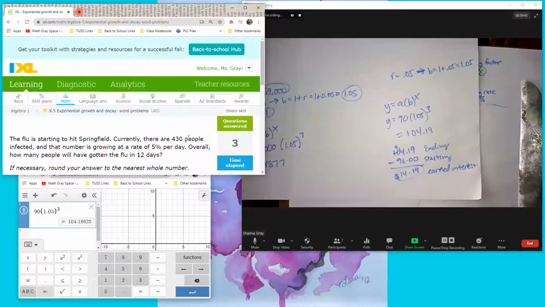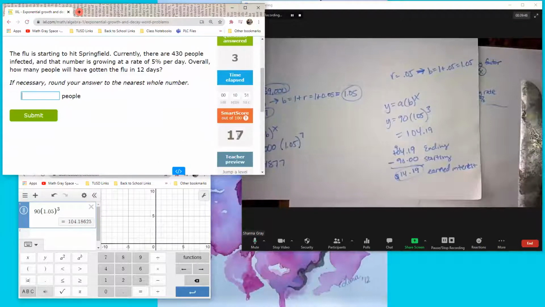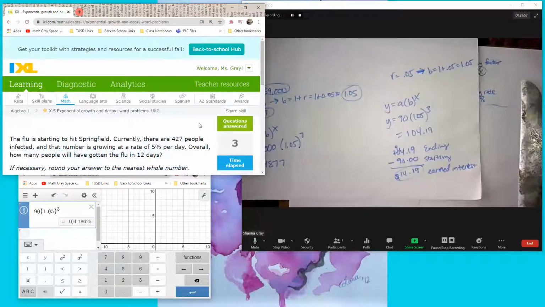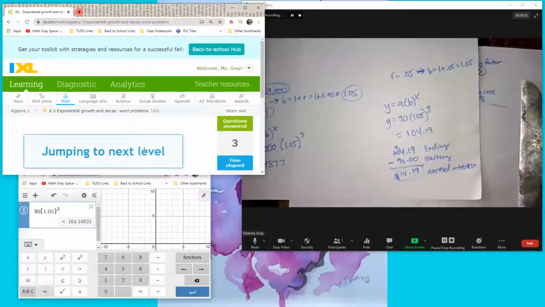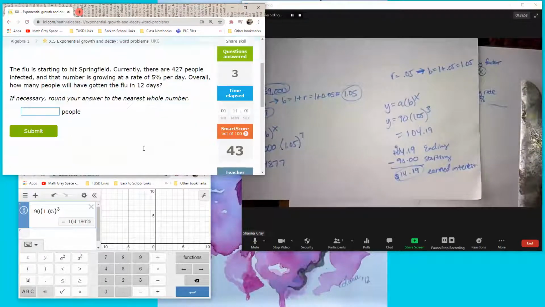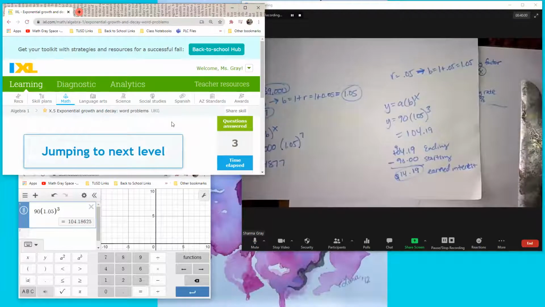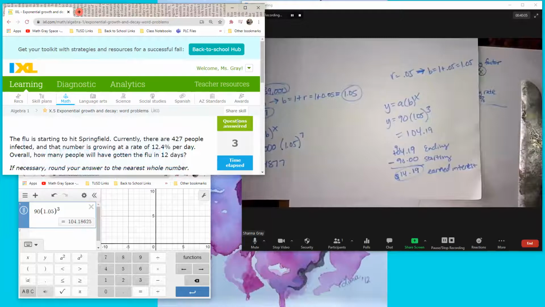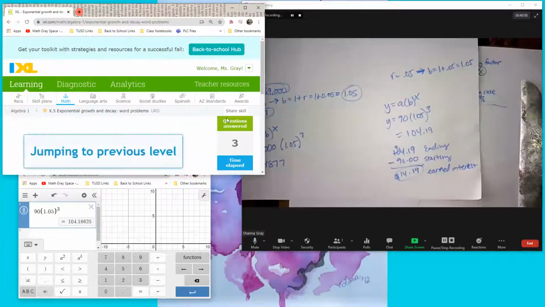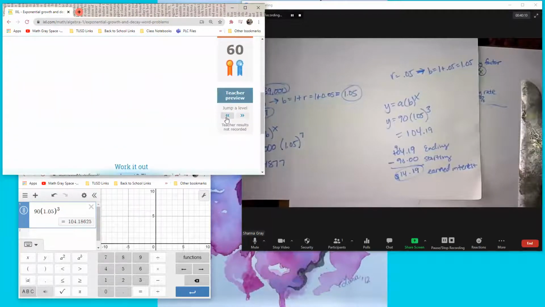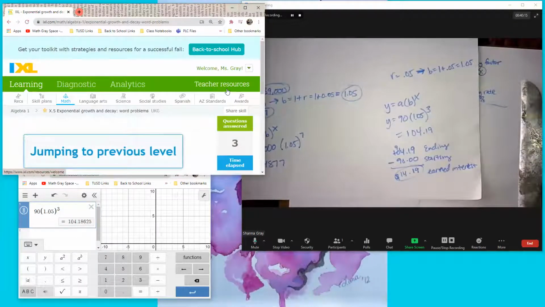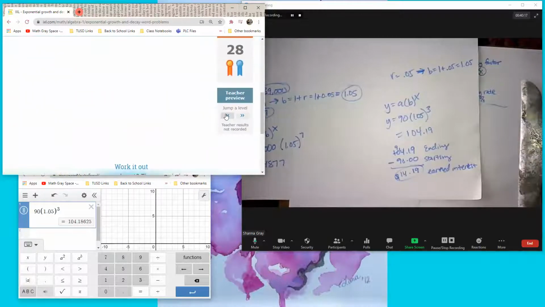Okay, got it. I'm trying to find one that has a decrease. So that's growing again. Growing. They're all growing. Seems like all these problems are growth problems for some reason.